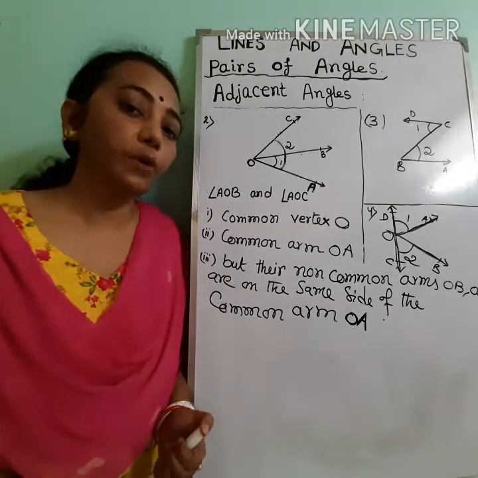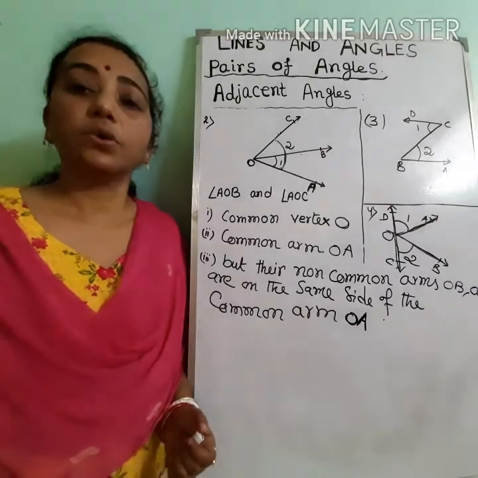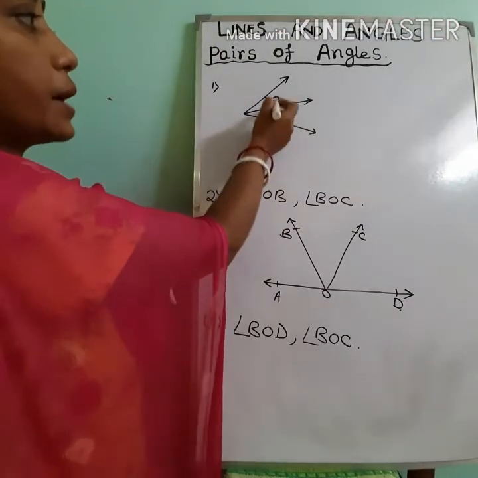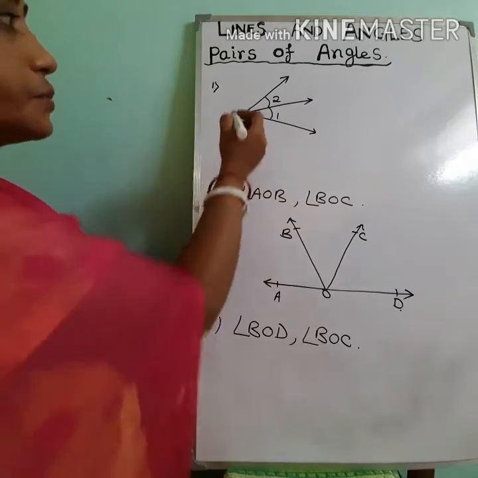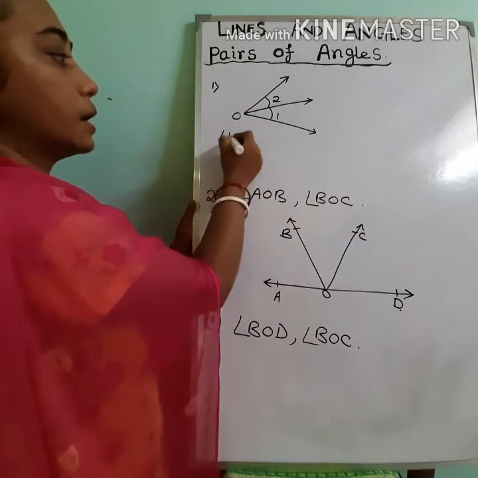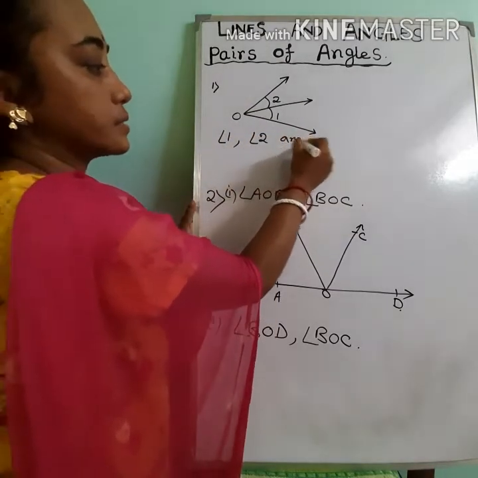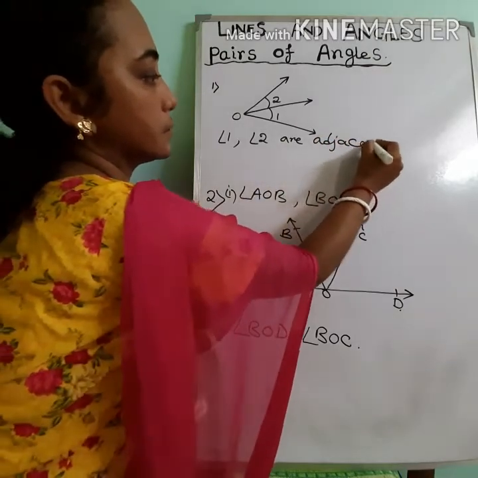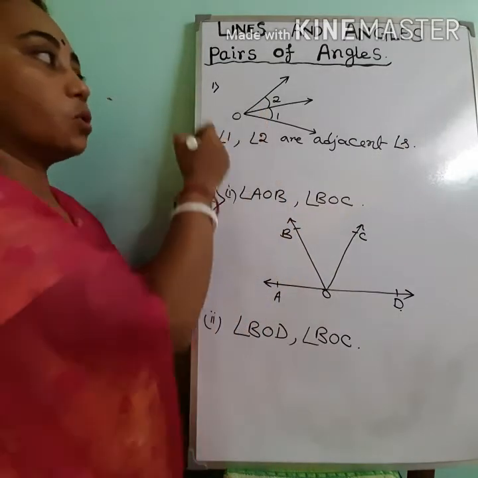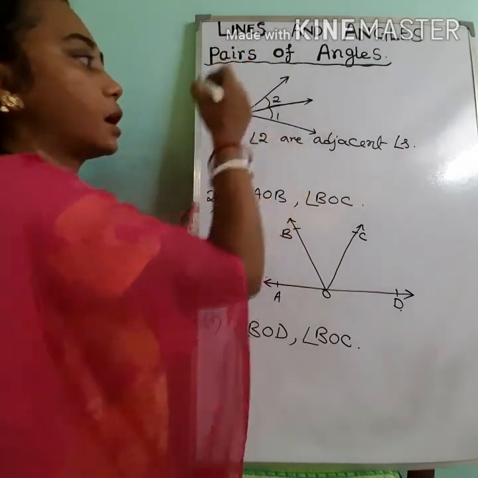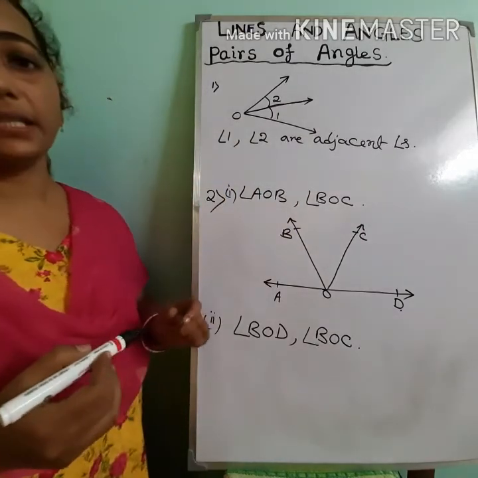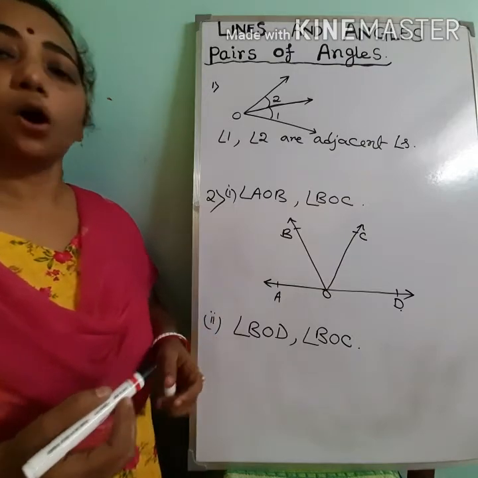We will discuss some more questions related to this. Now see, in this figure, angle 1 and 2 are shown. So in this figure, are angle 1 and 2 adjacent? Yes, angle 1 and angle 2 are adjacent angles. Because they have a common vertex O, they have a common arm, this is the common arm, and the non-common arms are on the opposite side of the common arm.